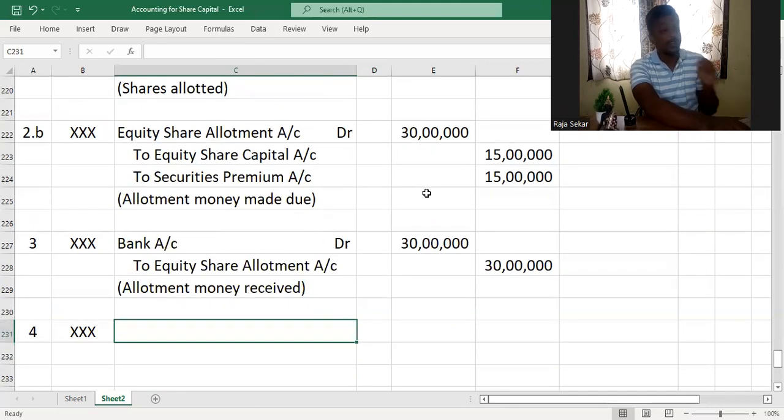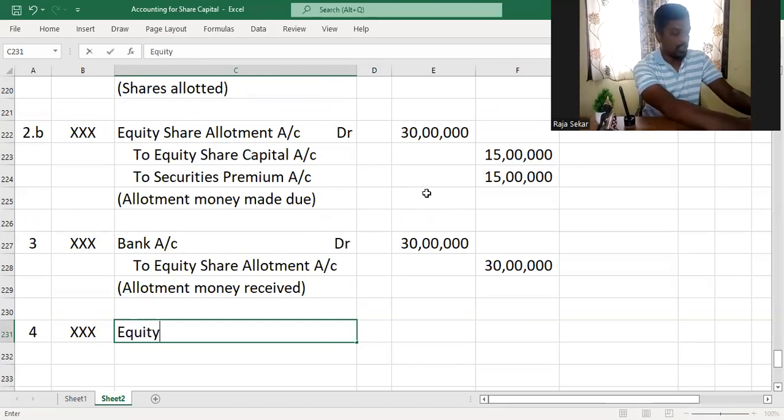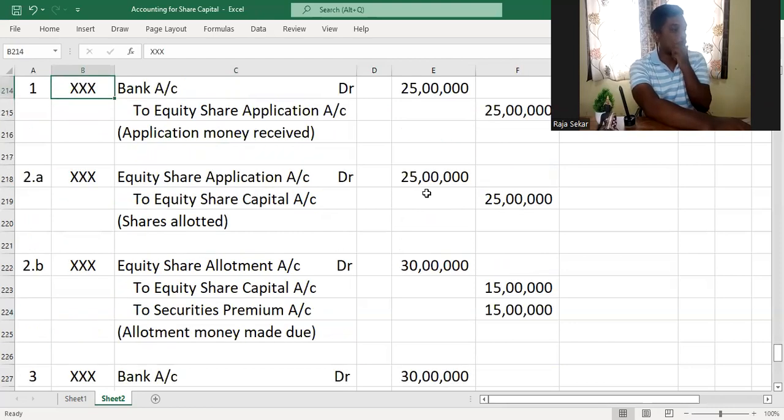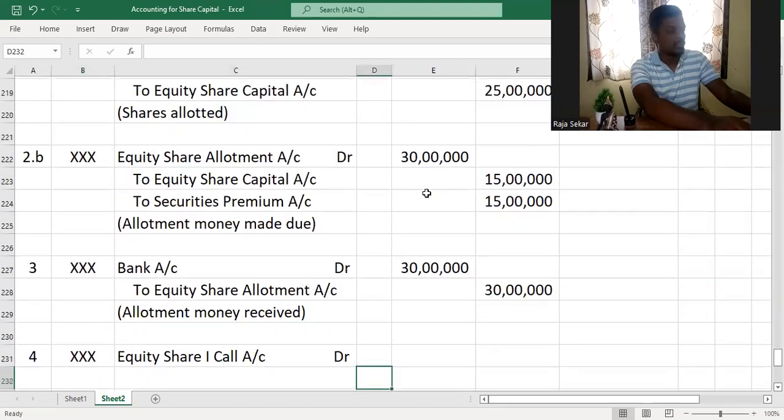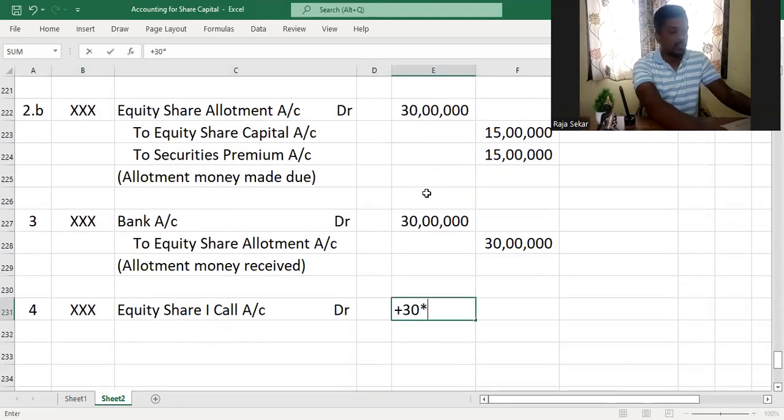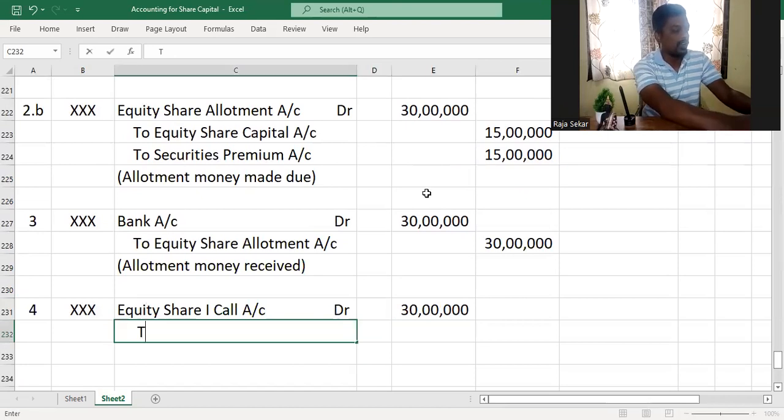And then we got to make the first call due. Unlike the earlier problem, in this problem, premium is collectible along with first call as well as allotment, right? And therefore, equity share first call account debit. When you're making the first call due, you got to debit equity share first call account. And how much of that is 30 rupees is the first call amount. So that will be rupees 30 per share into 1 lakh shares allotted. So you made 30 lakh due, and equity share capital account will be credited.